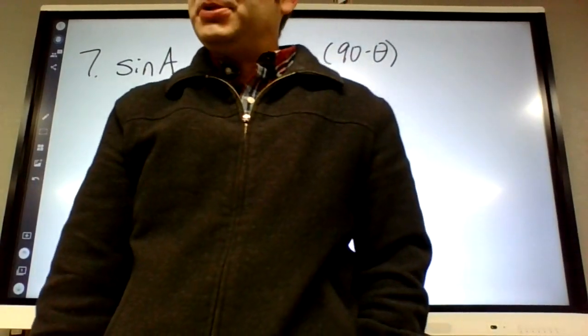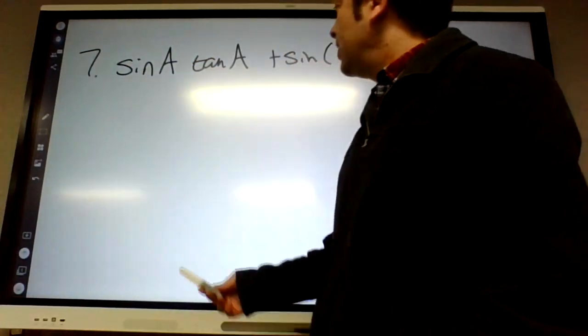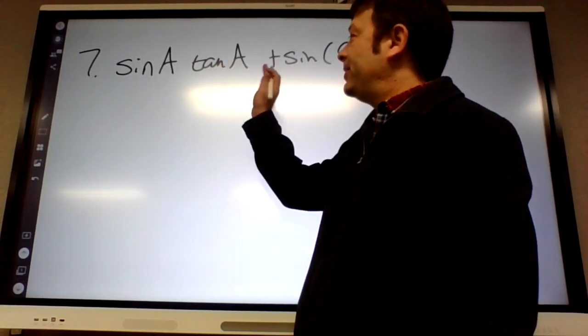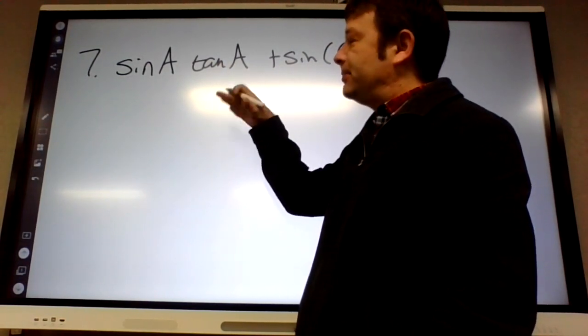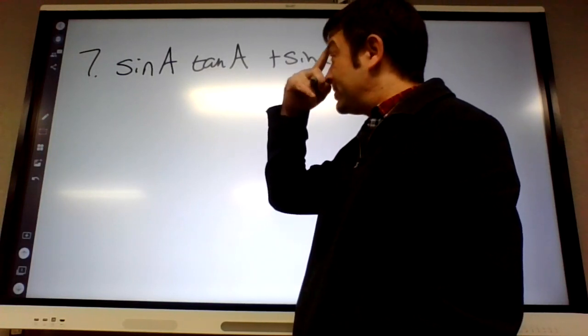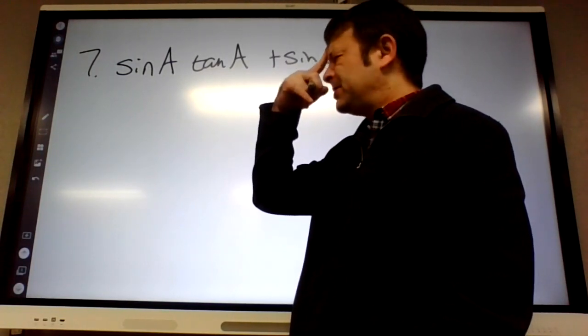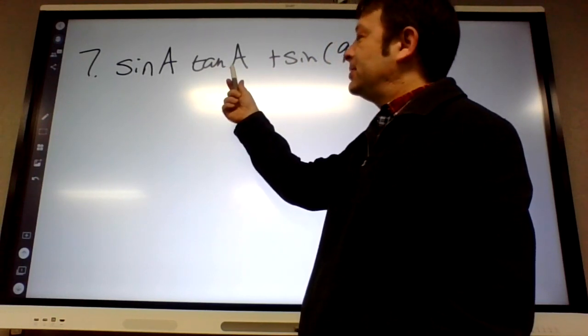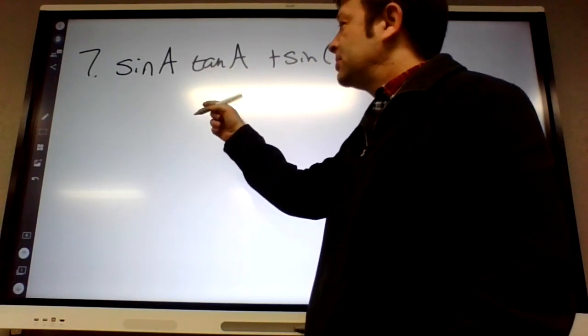All right, number 7. So let's start with this. If you get stuck, usually the trick that works the best is turn stuff into sine and cosine. So what does tangent turn into? Sine over cosine.